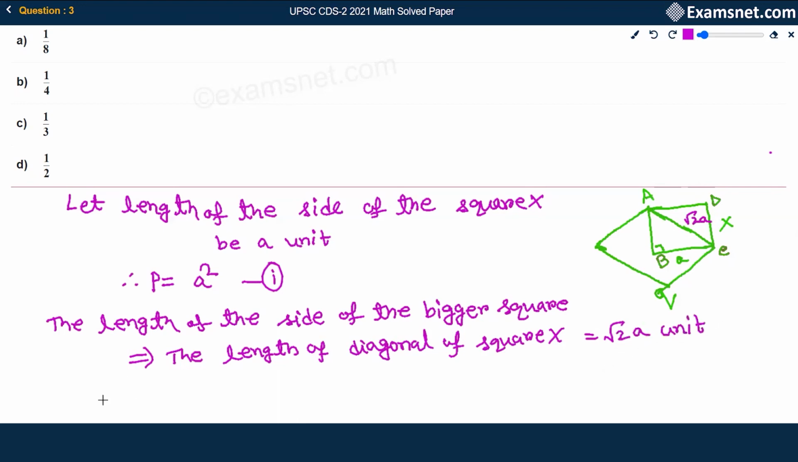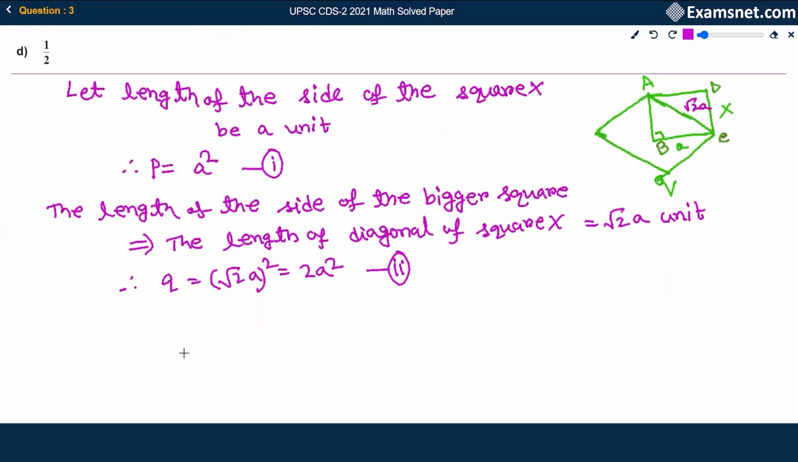Okay. Therefore, and also Q be the area of the bigger square. So we can write Q equals root 2a whole square. That means 2a square. Let's name it equation number 2. Now we can find the value for P by Q, a square by 2a square.